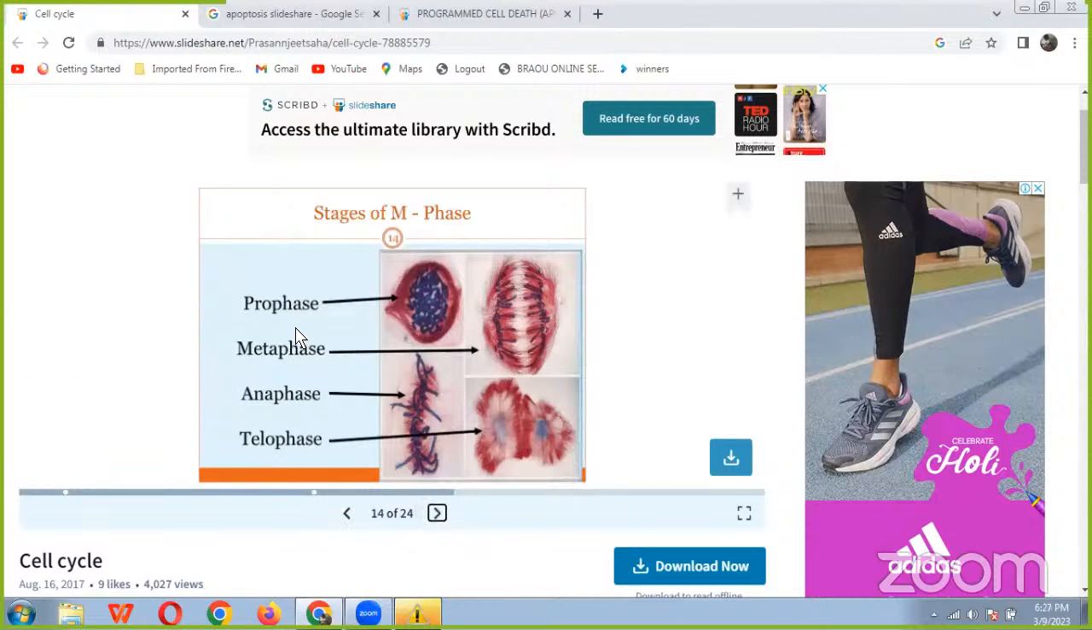Already we discussed prophase and metaphase. Next is anaphase and telophase. In prophase, condensation occurs. In metaphase, the chromosomes form the metaphase plate. In anaphase, the sister chromatids are separated. In telophase, decondensation occurs. These are the characteristics of M phase.